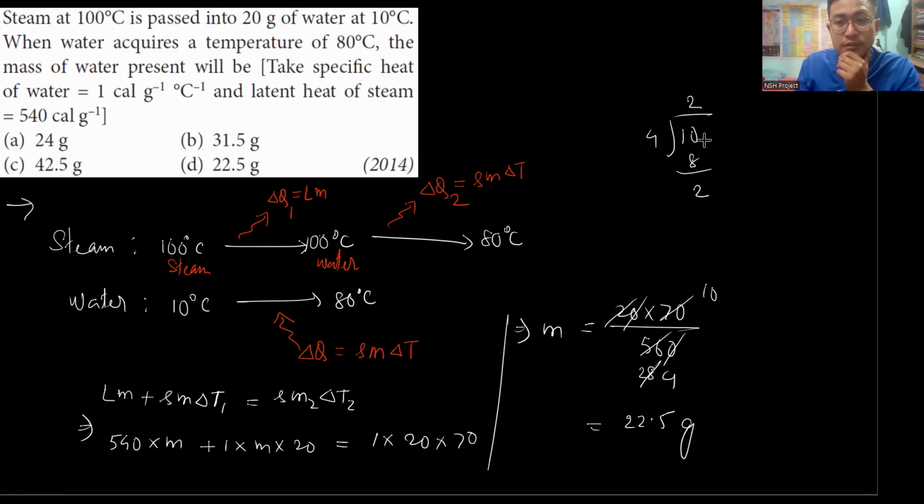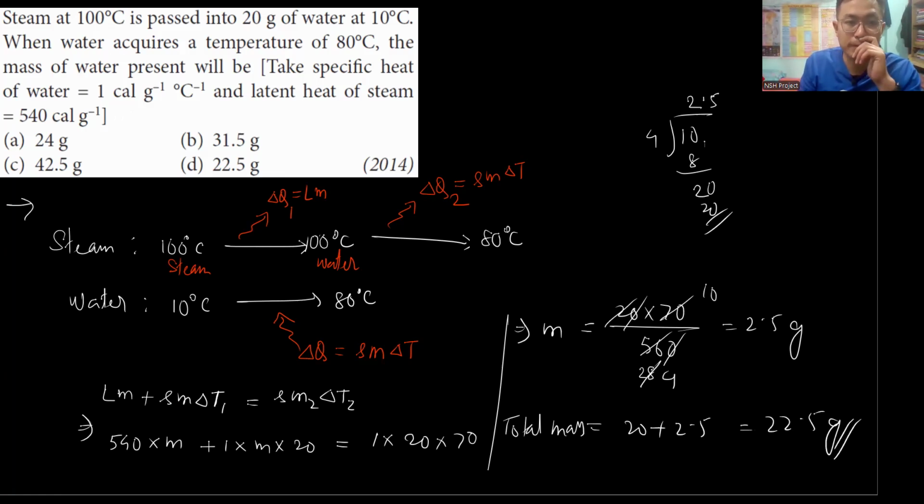This is 2.5 grams, so the total mass of water is 20 plus 2.5, which is equal to 22.5 grams. So the mass of water present is 22.5 grams.